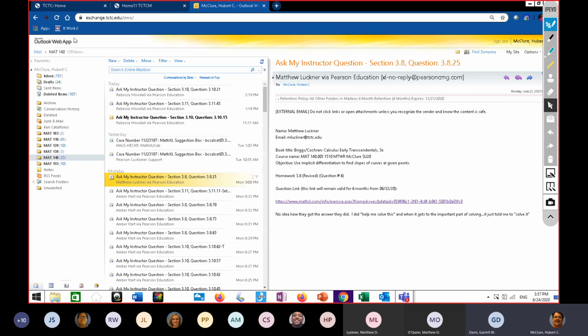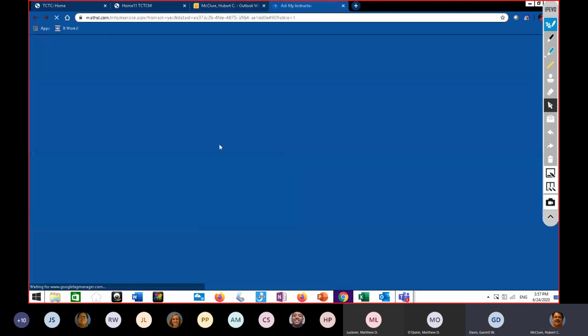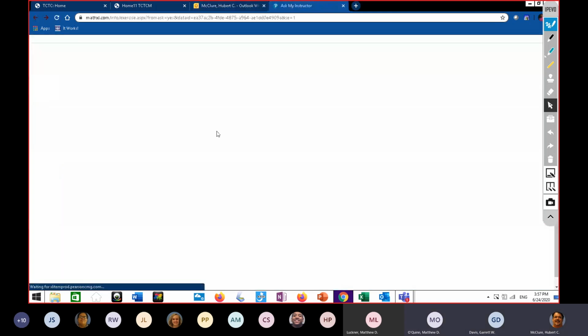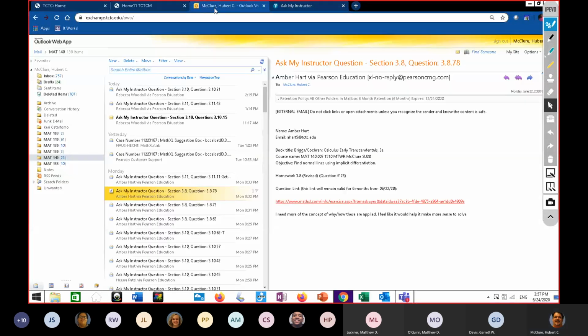All right, 3.878. Nope. Okay, and that one is a test question. So let's go over this one. This is 3.878, 23. Yeah, this is the cardioid.